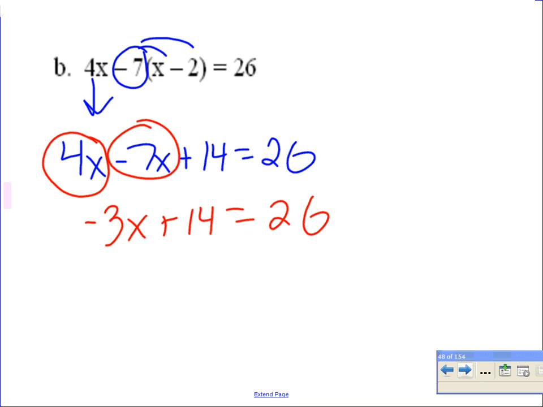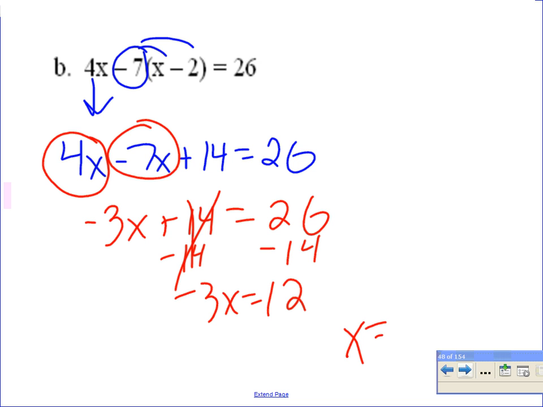Emma H., what next? Good. Minus 14, minus 14. Our next step is -3x equals 12. Justin, after we divide by -3, what do we get for x?